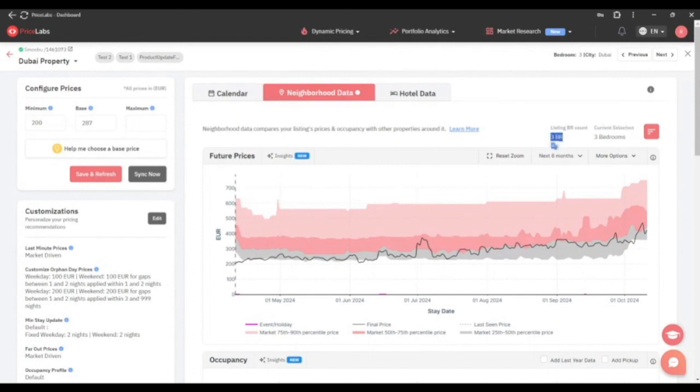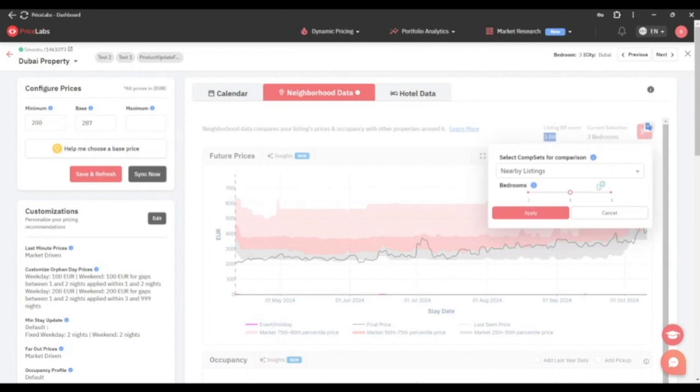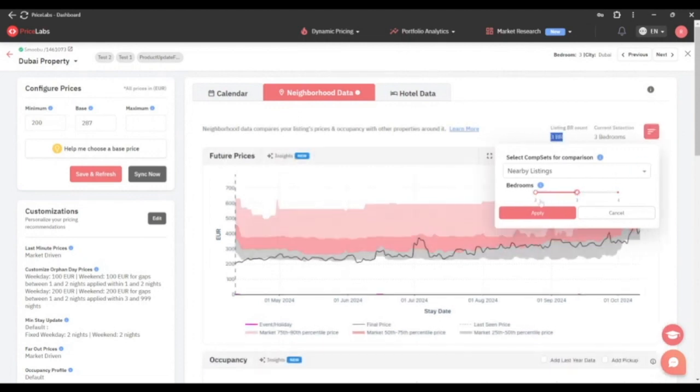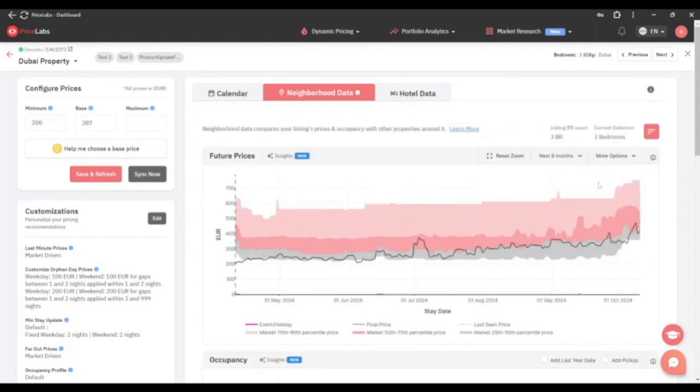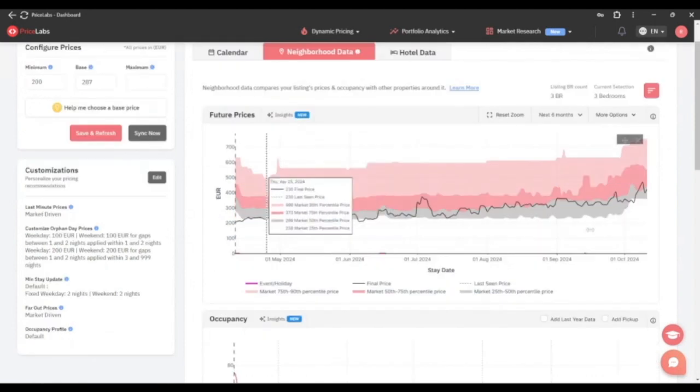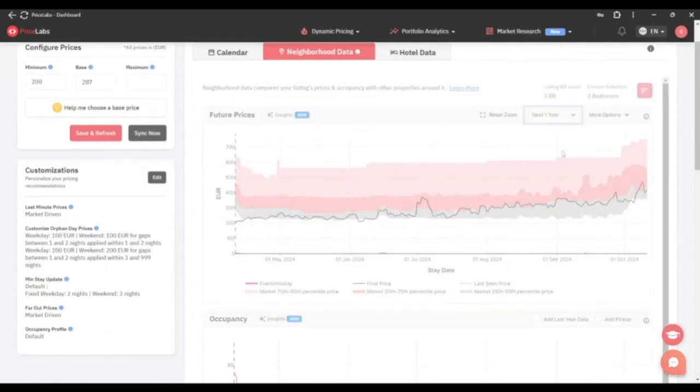Typically in PriceLabs, if you're a 3 bedroom, you'd see us compare you against 2 to 4 bedroom together, because we want to compare plus minus 1 bedroom, right? But just for the sake of it, I'm just looking at 3 bedrooms. And what you can then do is I can very quickly look at a bird's eye view and say, I don't just want to look at the 6 month calendar. I actually want to look at a 1 year calendar, and give it a second to load.